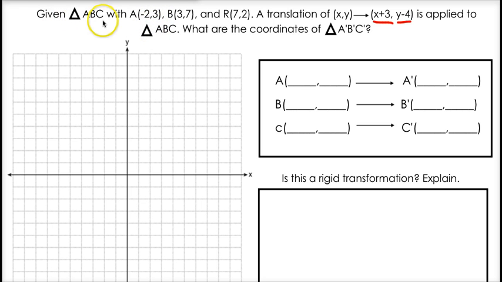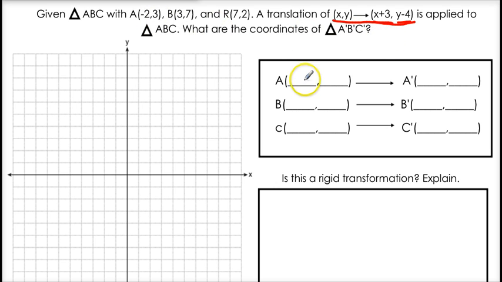So in this example, we're really going to be looking at the notation that we use in translations. So given triangle ABC, we have A at -2, 3, B at 3, 7, and C at 7, 2. A translation of (x, y) turns to (x plus 3, y minus 4) is applied to triangle ABC. What are the coordinates of A prime, B prime, C prime? So the only difficulty here is really understanding what this means. And all this is telling us to do is take each of the coordinates and add 3 to all the x's and subtract 4 from the y's. That's all it wants us to do.